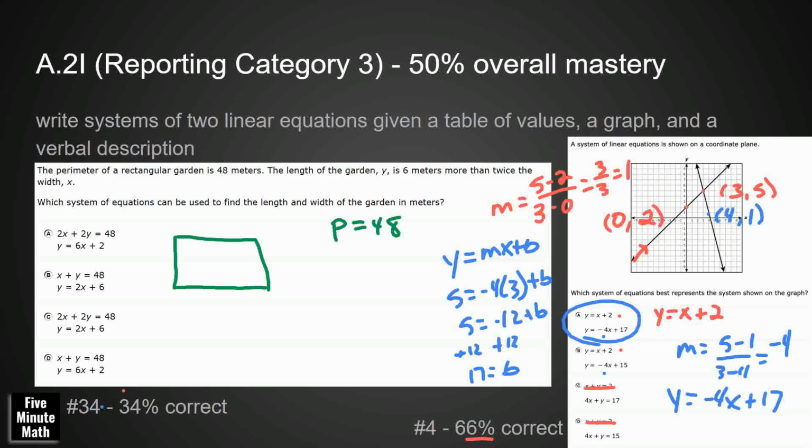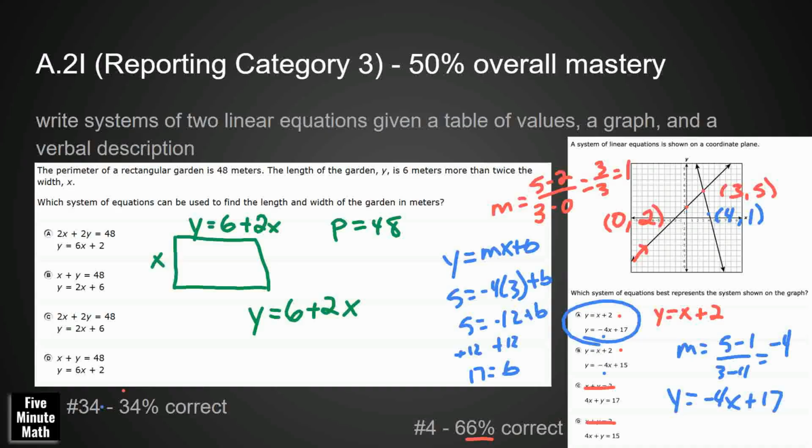Okay, the length of the garden Y is 6 meters more than twice the width of X. You see how that can confuse people? Okay, so we can say here's my X and here's my Y. And that length is 6 meters more. So 6 plus twice the width of X. If I take my width x, double it, and add 6, I get my y. So that's going to be one of my equations: y equals 6 plus 2x. I need a second one.